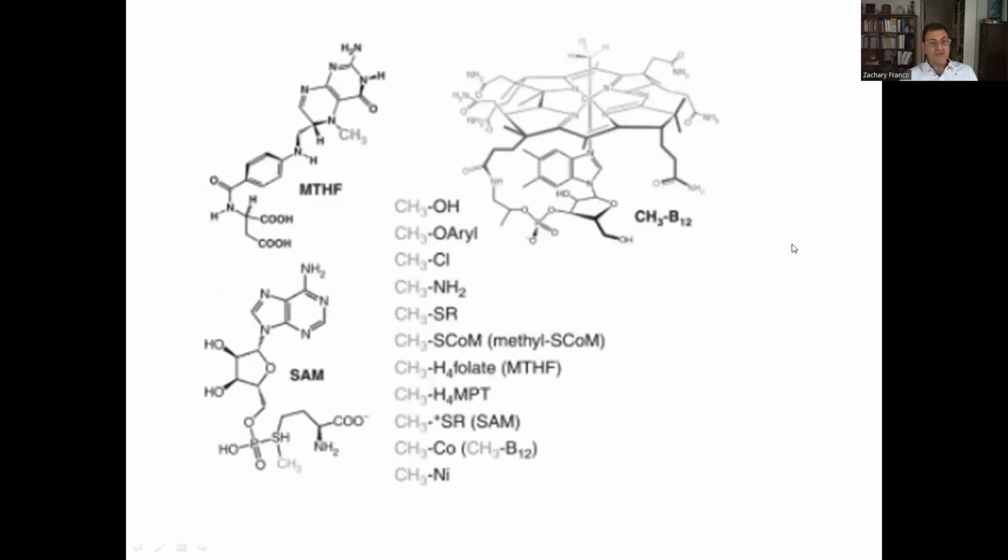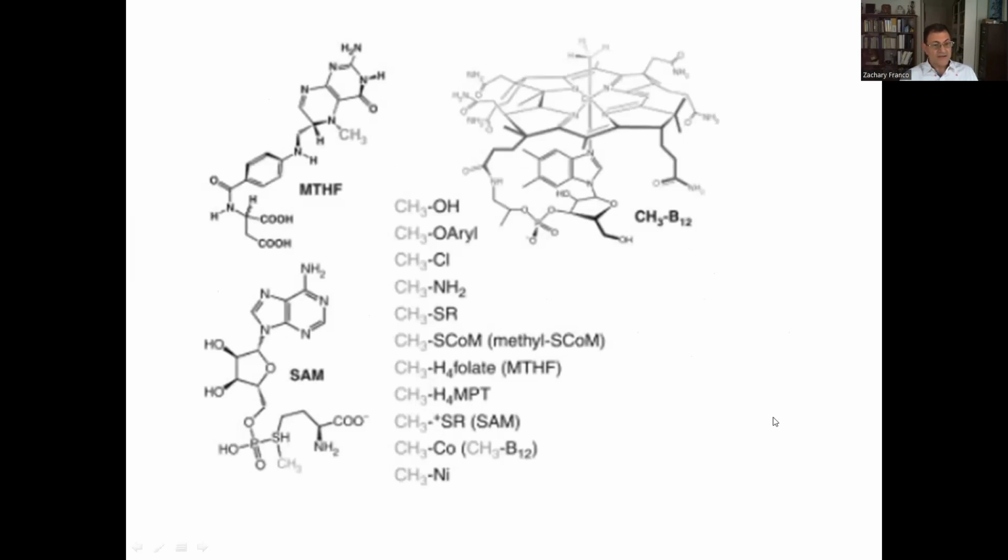Okay, I said I was going to show you some pictures of these. This is methyl tetrahydrofolate. So this is folate, basically vitamin B9. You see it's got a double ring over here. And then there's a place for the methyl group to come right in there. So that's the methyl carrier, tetrahydrofolate.